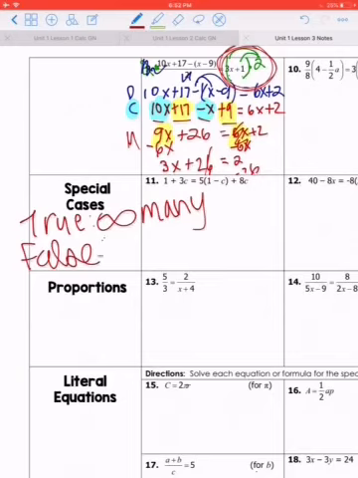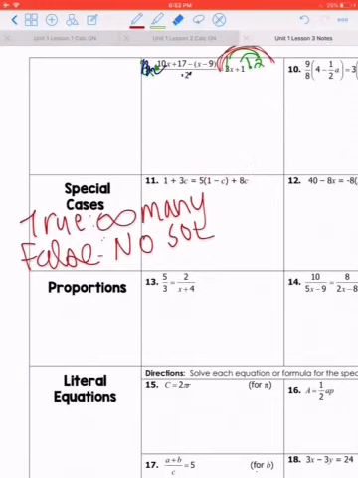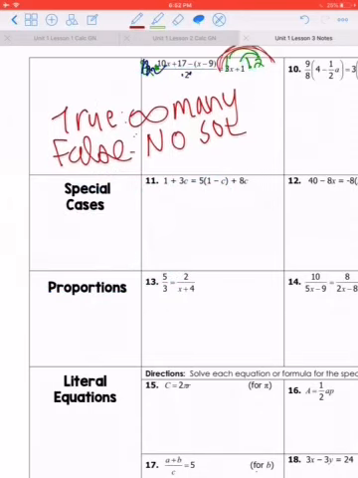that means no values will work. So that's when we say no solution. Okay? True, infinitely many, false, no solution. So basically if you ever see something on your homework that says special cases, that's what it means. Alright, so let's keep that in mind when we do 11 and 12.